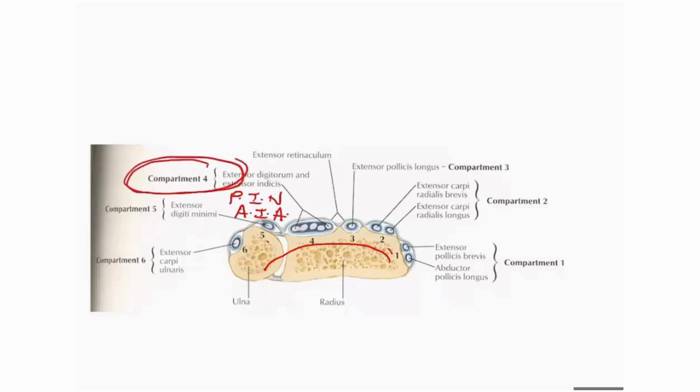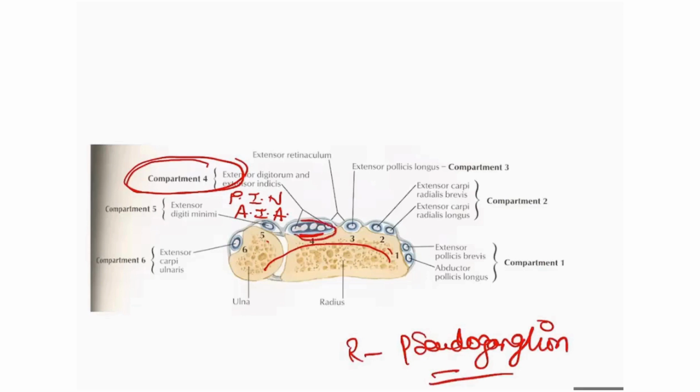4th compartment is important. I said the radial nerve ends at which level? What is the deep branch called? Posterior interosseous nerve. That is present in which compartment? 4th compartment. It ends as a pseudoganglion at the level of the wrist. Radial nerve will not extend beyond the wrist to the fingers. Only the median nerve will supply the hand muscles. So the radial nerve ends as how? Pseudoganglion. This is important. The 4th compartment structures you have to memorize.